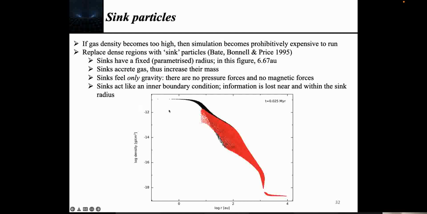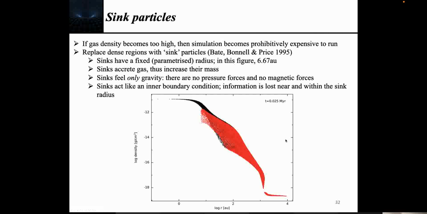So not only have we lost all the dense particles, but we do have a bit of a smearing out of density at this inner edge. So we are losing a reasonable amount of information, but it is a necessary evil if you want to model the long-term evolution of stars. So it's not bad, it's just something you really do need to be aware of if you're using sink particles.